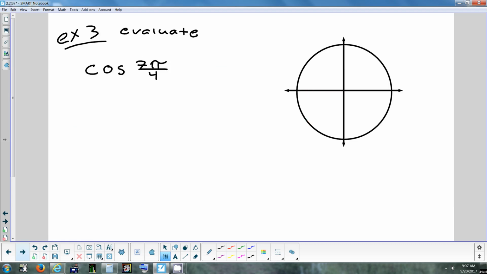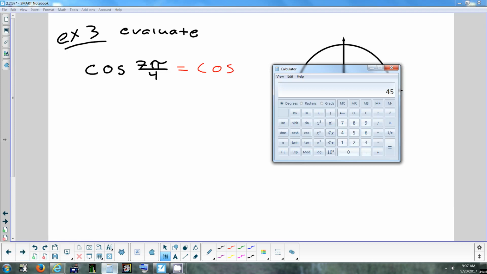All right, let's try cosine of 7 pi over 4. Matt, what might I want to do first? Convert it to degrees. Yep, and how do you do that? You multiply it by 180 over pi. So multiply by 180, divide by pi. The pi's are going to cancel. So really it's just 7 times 180 divided by 4. I get 315.